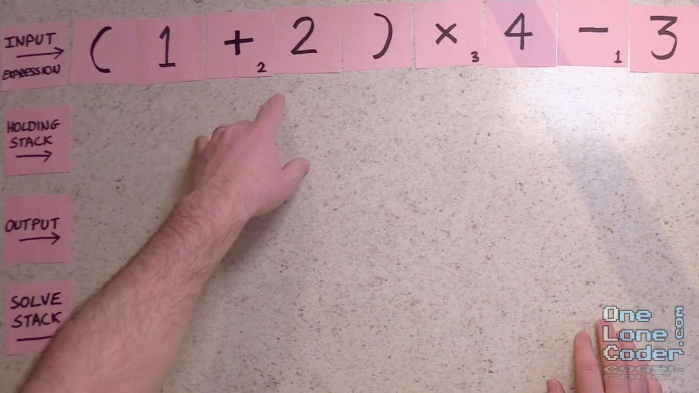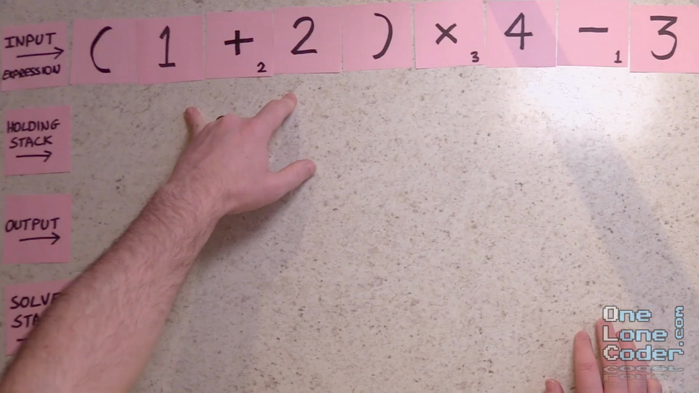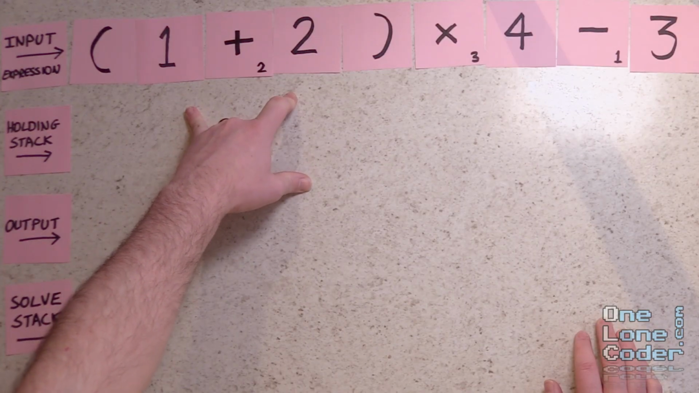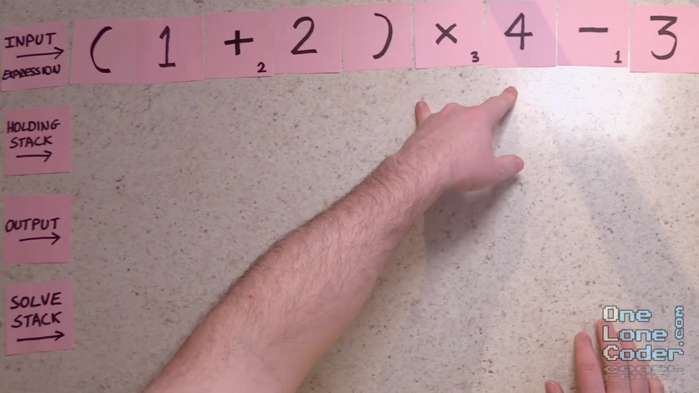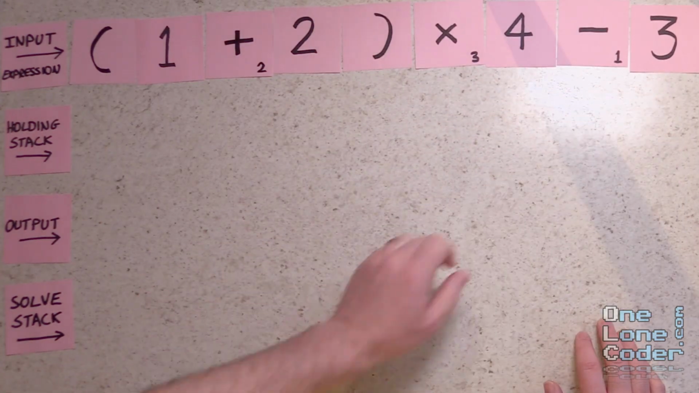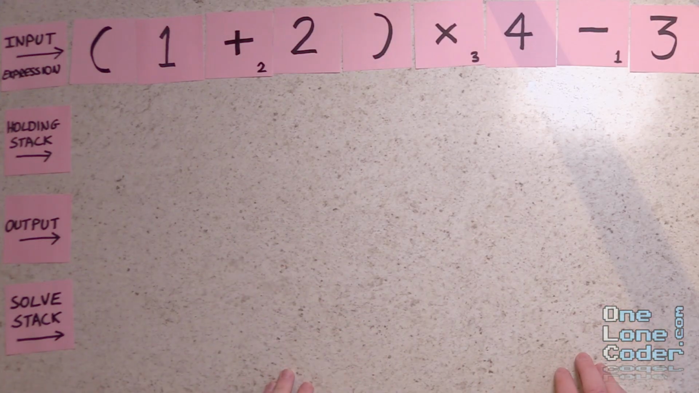Let's work out a value before we start computing this. We know we've got 1 plus 2 in our brackets, which must be computed first, so that's 3. Then we've got multiply, so it's 3 times 4, which is 12, and 12 take away 3 is 9. Let's see if our algorithm does it, and we'll try and go through it a bit quicker this time.